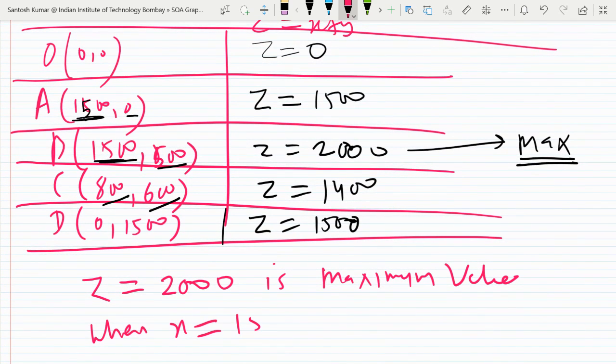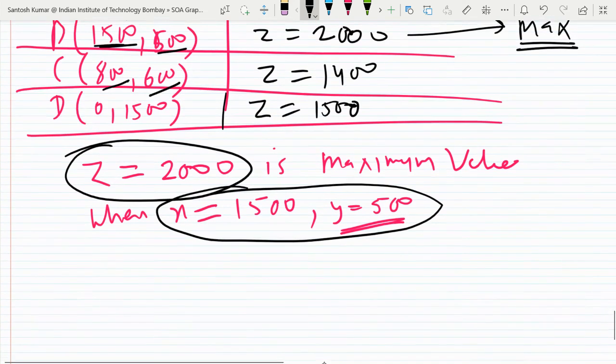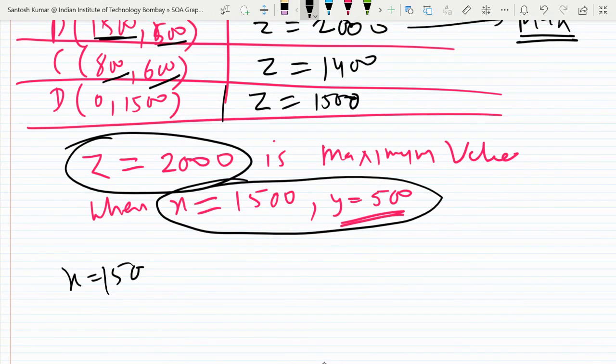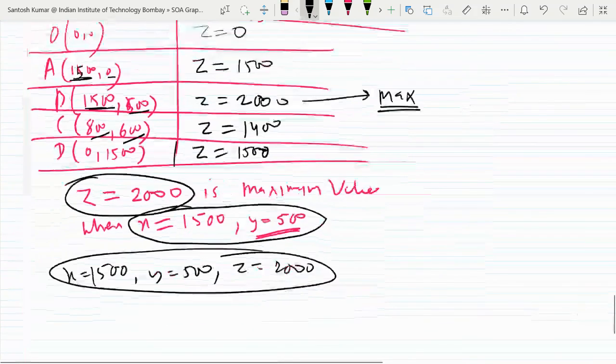when x is 1500 and y is 500. So the question is what is the solution? Solution is this. z is 2000, x is 1500, y is 500. This is the solution. So x is 1500, y is 500 and z is 2000. So this is the optimal solution of this LPP. x, y, z you have to find.